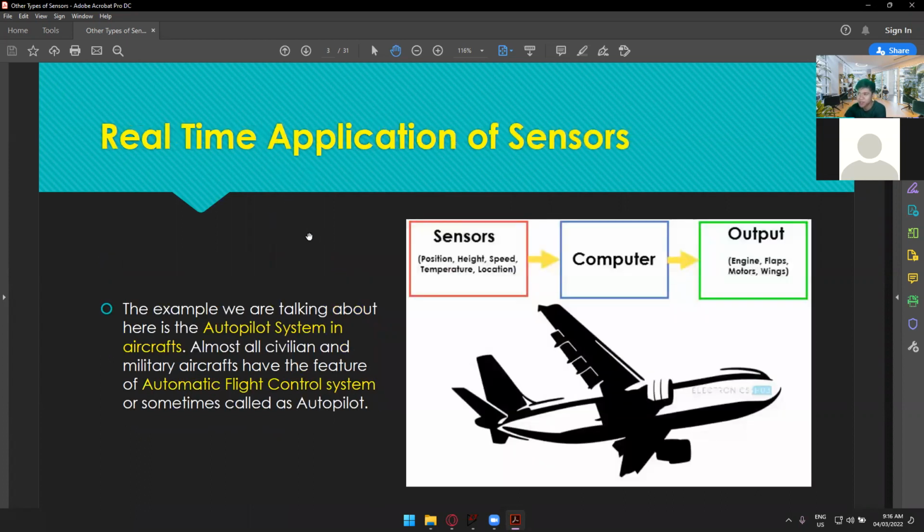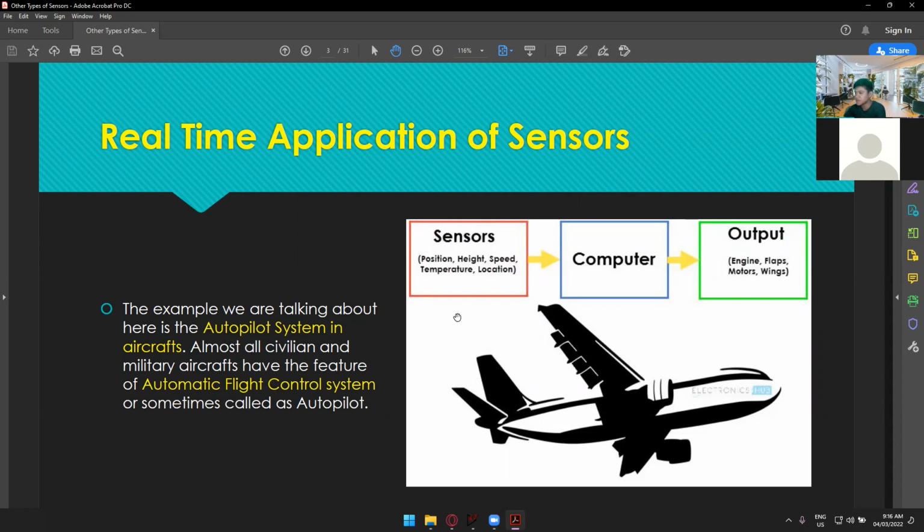So let's look at a real-time application of sensors. This is what's really useful when it comes to automation, which is the term autopilot. Autopilot system in aircrafts. We already have autopilot also in cars, but only for Tesla. Some people here in the Philippines already have such a car, but it's not yet most commonly used, since of course it's expensive. But that is the future, or the technology that we have right now. Okay, so the automatic flight control system.